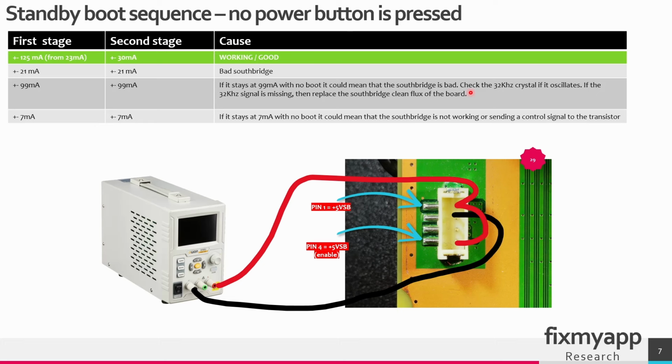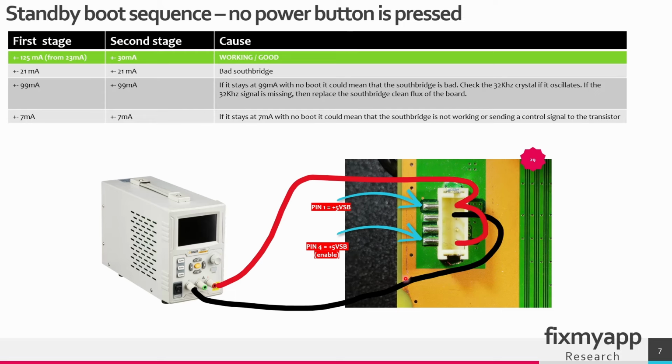But before making that conclusion, please check the 32 kHz crystal if it oscillates, because flux under the crystal will prevent the crystal from oscillating. When the first stage and second stage is stuck at 7 milliamps, it could indicate that the Southbridge is bad, but there can also be a control signal missing, so the signal doesn't reach the Southbridge.